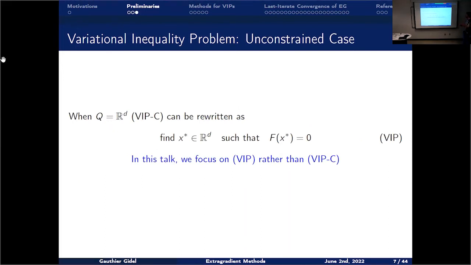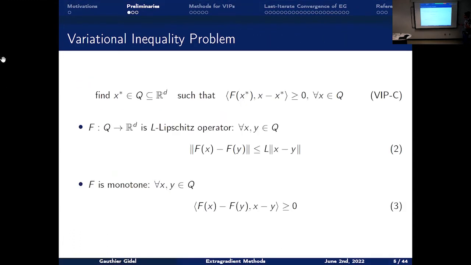So in particular, I'm going to make a simplification here. It's going to be easier for us: no more constraints. So we're going to take the constraint set Q to be everything. If you remember, we had this for all x in Q. But if Q is everything, it means that this inner product must be positive in any direction, which means that basically F must be 0.